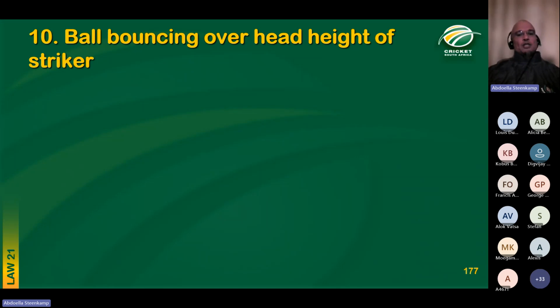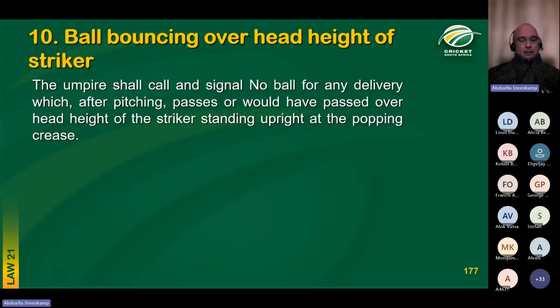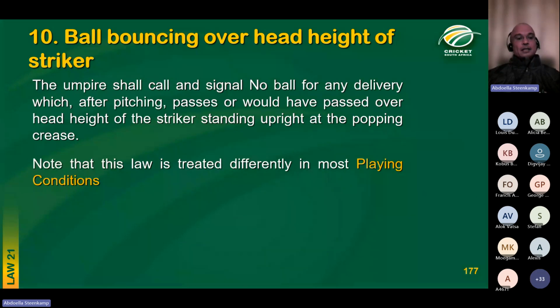What happens if a ball bounces over head height of the striker? According to the laws of cricket, if a ball after pitching passes or would have passed over head height of the striker standing upright at the popping crease, either umpire needs to call and signal no ball. But this is according to the laws of cricket. According to many playing conditions for many competitions, and you've obviously seen it on TV.